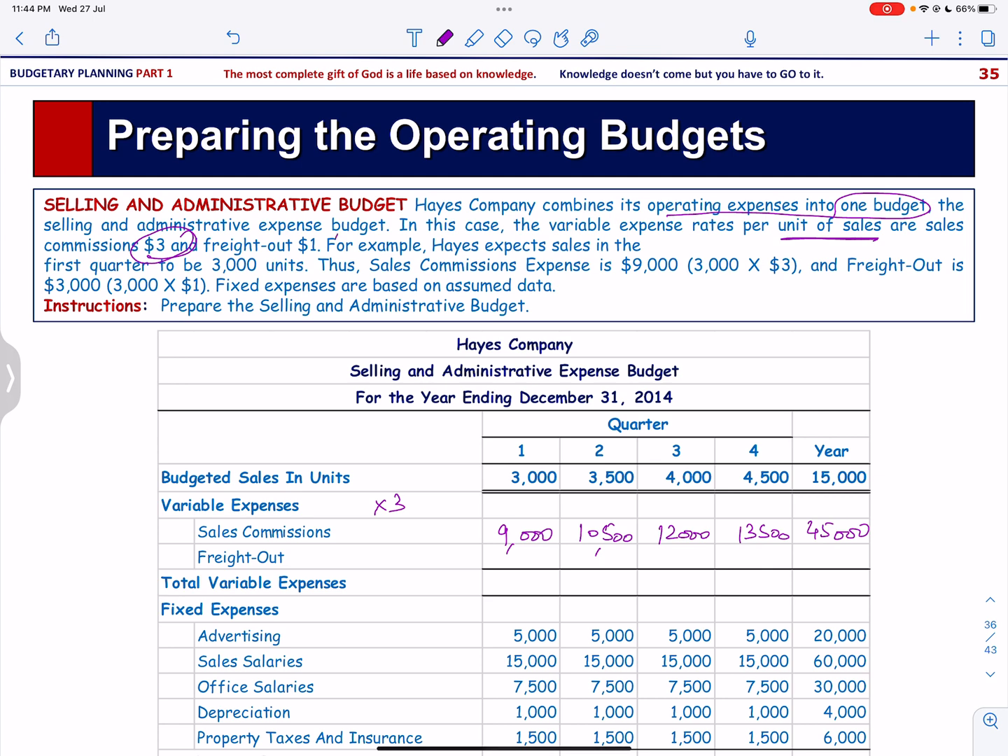Next, we have $1 for freight out. So we have the same 1 times 1. It will be times 3, and this is times 1. So this is 3,000, 3,500, 4,000, 4,500, and the total will be 15,000. So the total variable cost will be 12,000, 14,000, 16,000, 18,000, and the total will be 60,000.